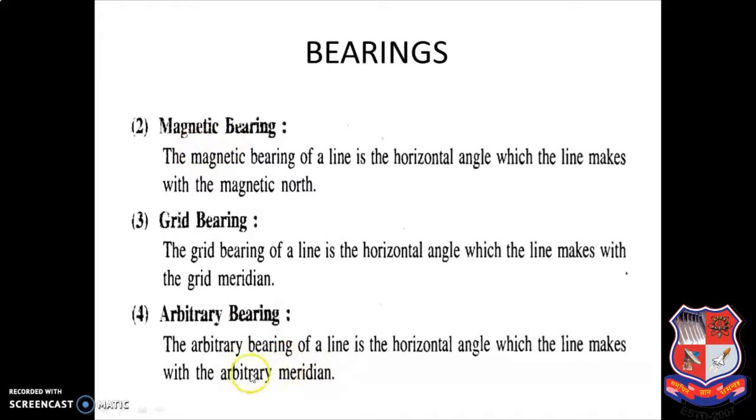So in all the cases you can see the meridians are different. Because the compass, as you know, always gives the horizontal angle measurement. You can see the horizontal angle, but in all the cases the meridians are different. So these are the 4 types of bearing: true bearing, magnetic bearing, grid bearing and arbitrary bearing.